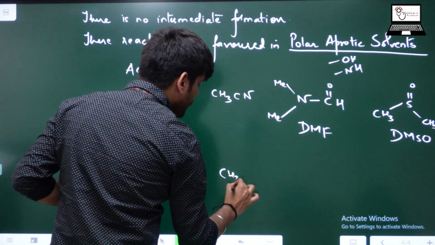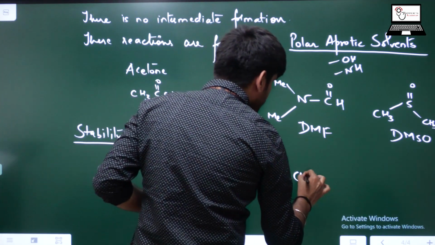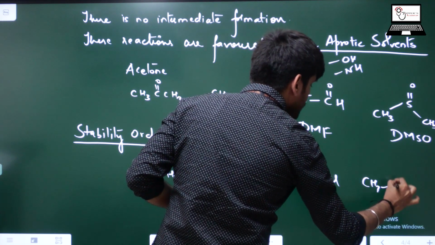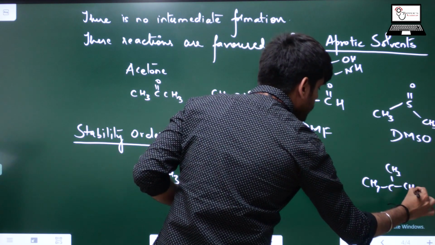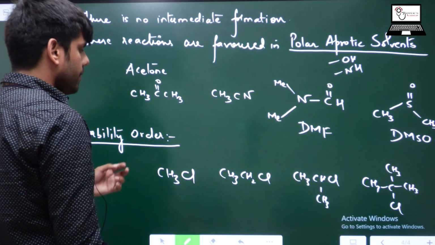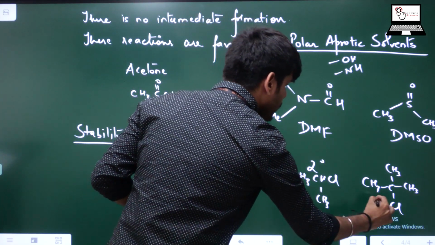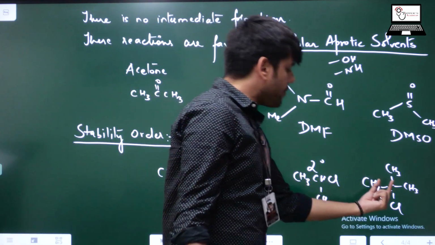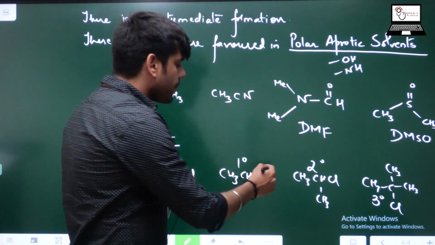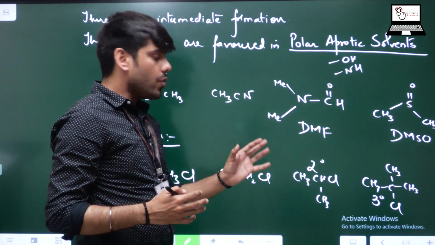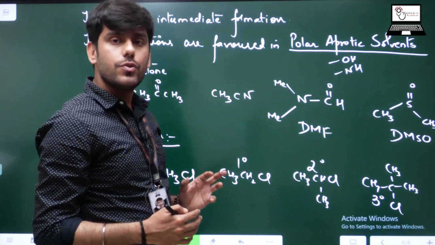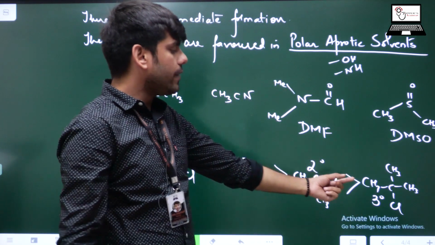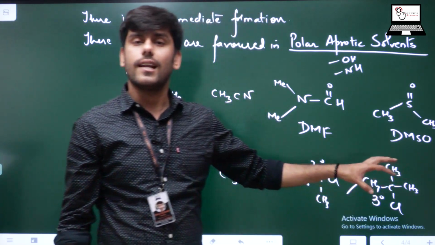If this carbon is already sterically hindered, then there would be no space for the incoming nucleophile to attack. So for example, if I have CH3Cl, CH3CH2Cl, and the 2 degree and 3 degree alkyl halides, then the order of SN2 reactivity is: 1 degree is more reactive than 2 degree, and finally 3 degree, because the 3 degree carbon is sterically hindered.